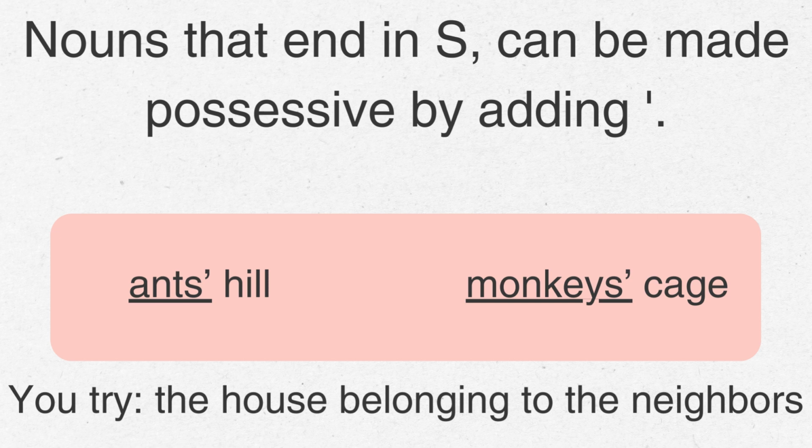Here's another example. Monkeys' cage. Monkeys is the owner. So all we have to do, because it ends in S, is add the apostrophe to show that the monkeys own the cage. I want you to practice one. What about the house belonging to the neighbors? Pause the video. How would we write the house belonging to the neighbors as a possessive?